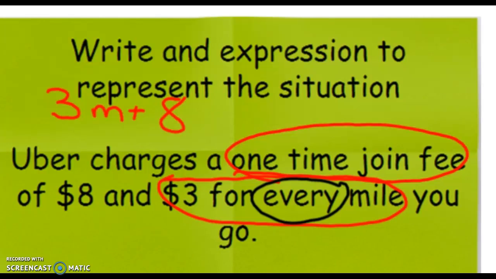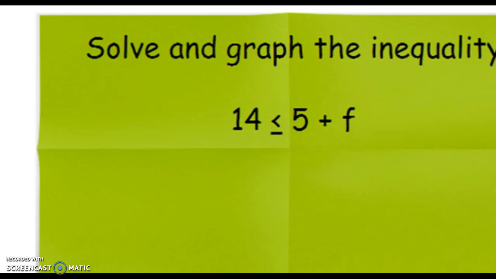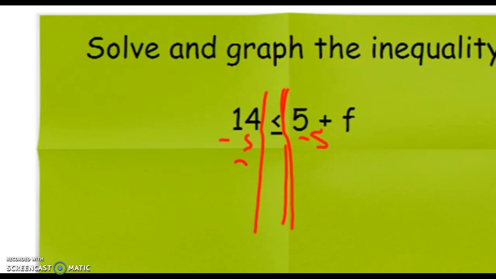All right, let's move on. Next one says solve and graph the inequality. So I'm going to do my two train tracks on either side. I need to get f by itself. Right now there's a 5. So to get that to go away, I need to subtract 5 from both sides. 14 minus 5 is 9. And then I have f by itself over here. That kind of looks like a 5, but it's not.